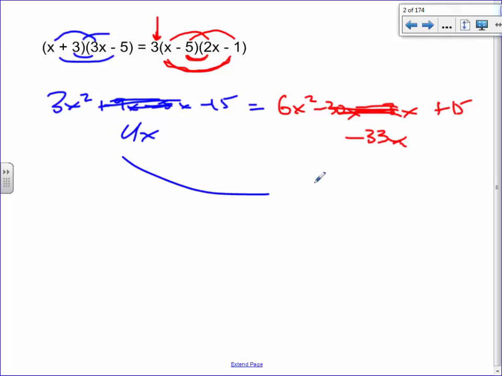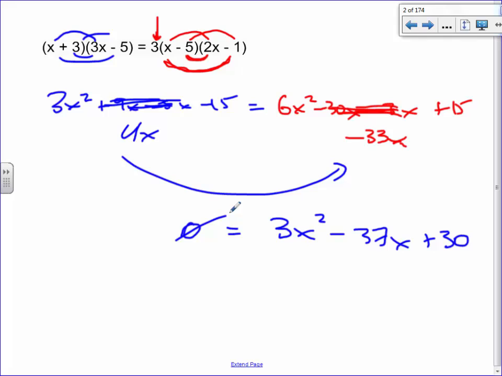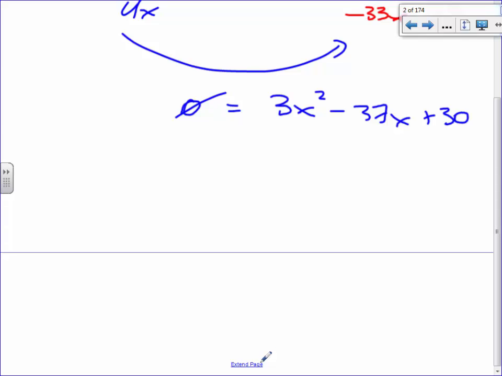So let's start by putting everything on one side though. If I drag everything this direction here, you would have 3x squared minus 37x plus 30. Make sense? I don't want to factor this because that sucks. We could try, but let's use the quadratic formula. You guys have your formula sheets there? Guess what? It's the first thing on there.